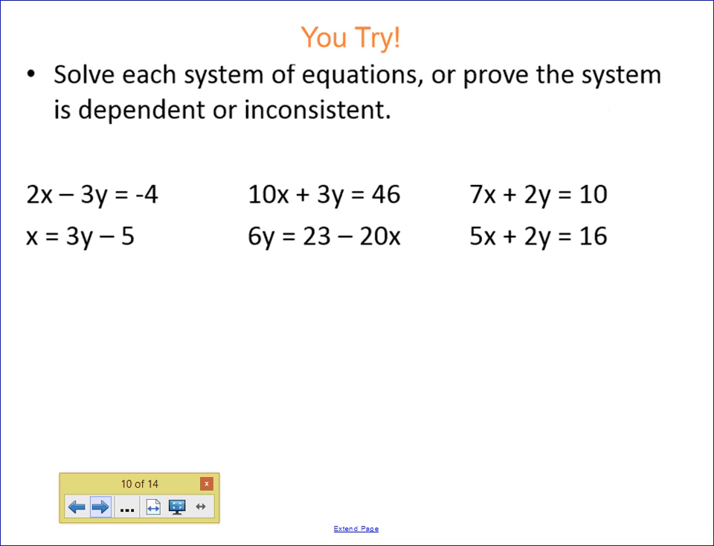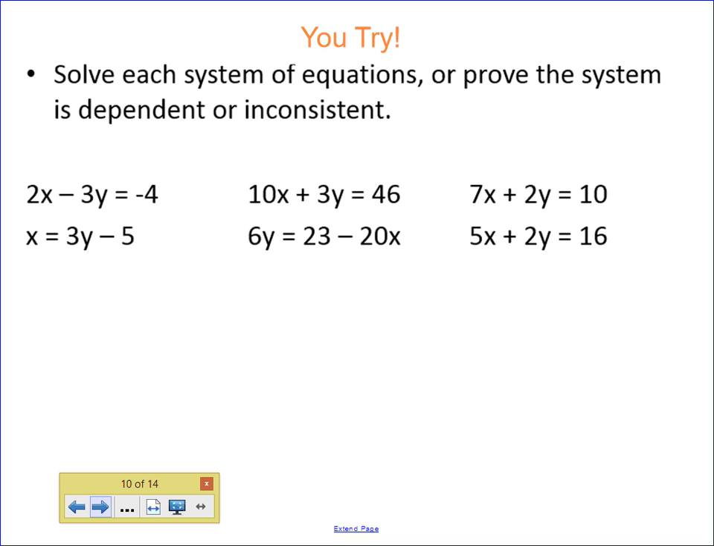All right, so here's a few for you to try. At this point, if you guys, the sub, could pause the video and take about 15 to 20 minutes to solve these problems. So you'll do 1, 2, and 3. There may be an inconsistent or dependent one in there. You'll just have to find out by trying to solve them.